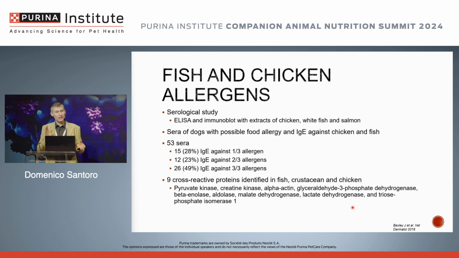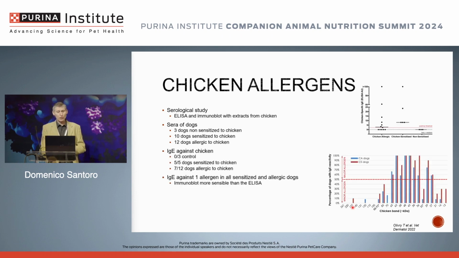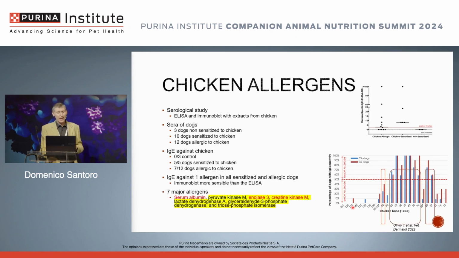Well, chicken and fish are not really the same, but they do have the same proteins inside, and that's what we are recognizing. So when we look at chicken allergens, again in another serological study, they took into consideration sensitized dogs to chicken, non-sensitized dogs, and allergic dogs to chicken. They were able to show the presence of 7 major allergens. You can see the ones in red, the serum albumin, the enolase 3, and the creatine kinase M, were present in every single allergic and sensitized dog.